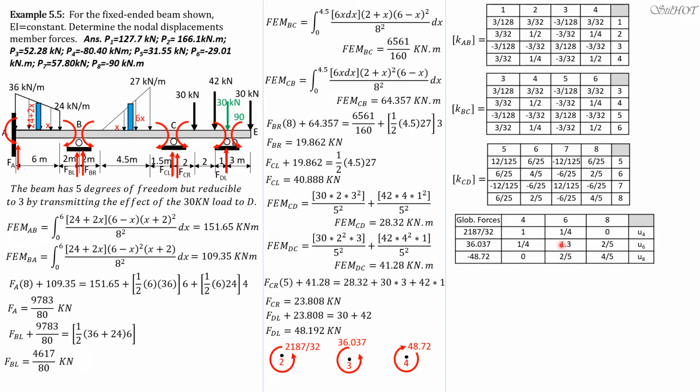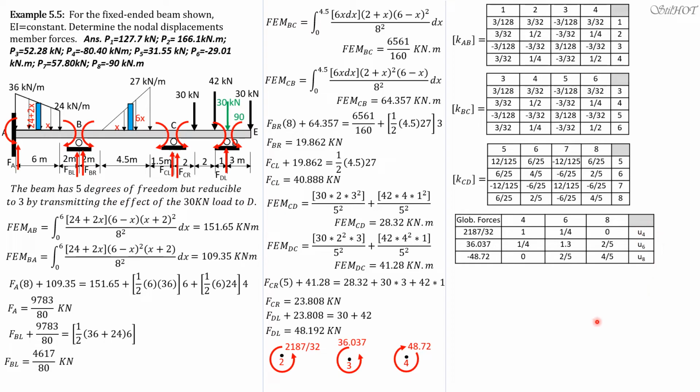Then this is 6, 6. 6, 6 is 1 half and 4 over 5. So 1 half plus 4 over 5 is 1.3. Then this is 6, 8. 6, 8 is 2 fifths. 8, 6 is also 2 fifths. And finally 8, 8 is 4 fifths.